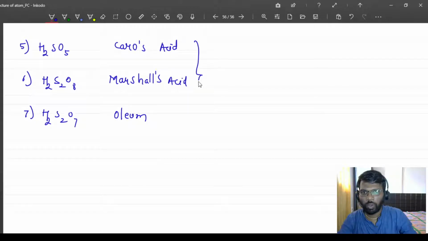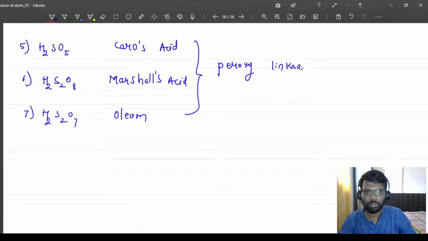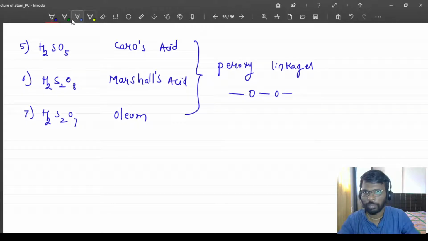These three acids which I have written have peroxy linkages. Peroxy linkages means oxygen linked with oxygen, and the oxidation state of oxygen is -1 and -1. That is what the peroxy linkage is.